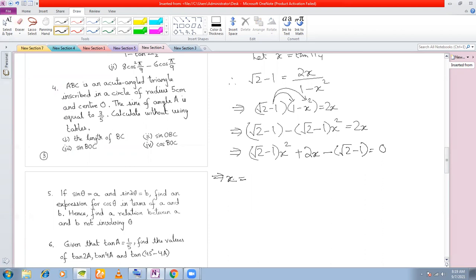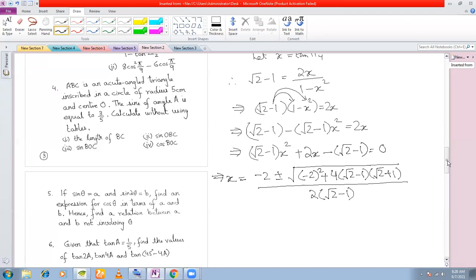X is equal to minus b plus or minus root over of b square minus 4 into a into c. C, if you see, is minus root 2 minus 1. So therefore this sign will become plus sign from root 2 plus 1. Divided by 2 root 2 minus 1. Okay.